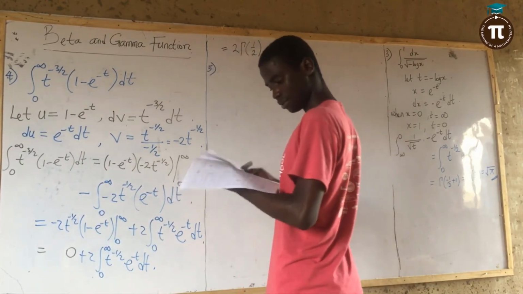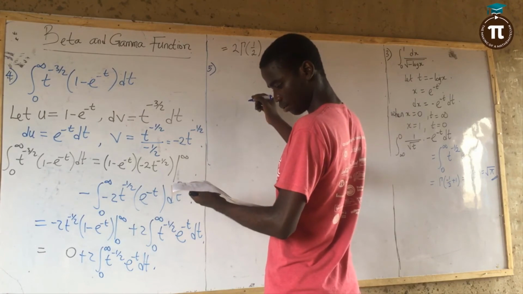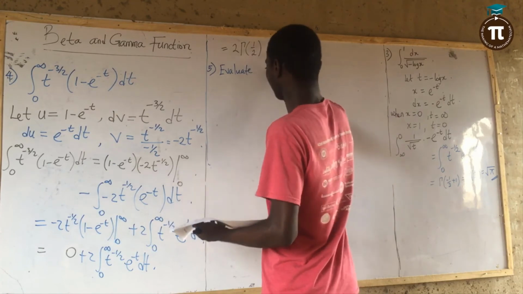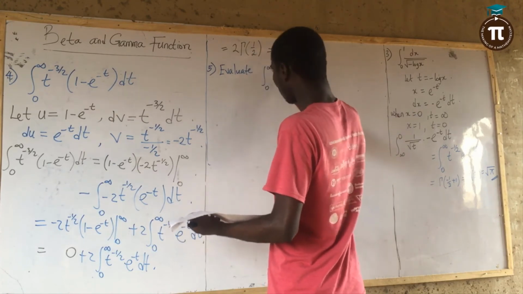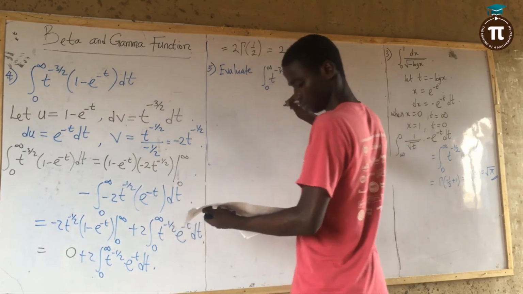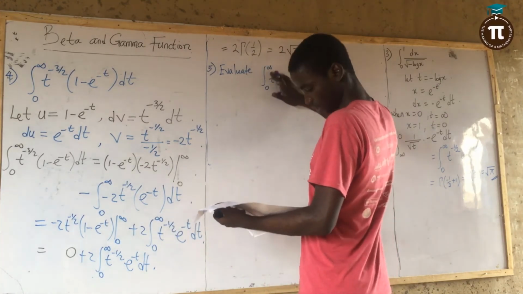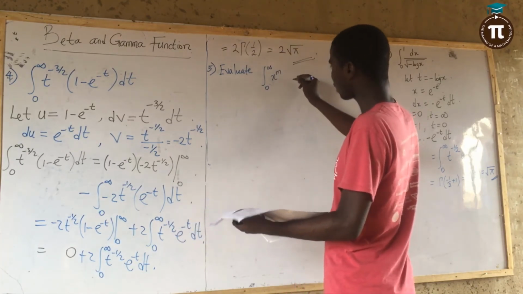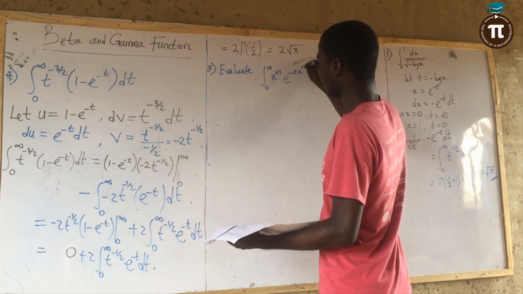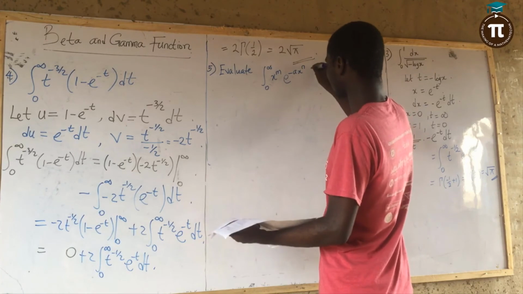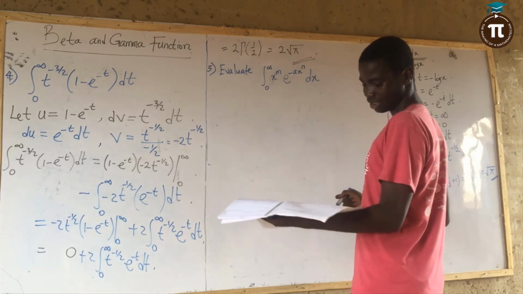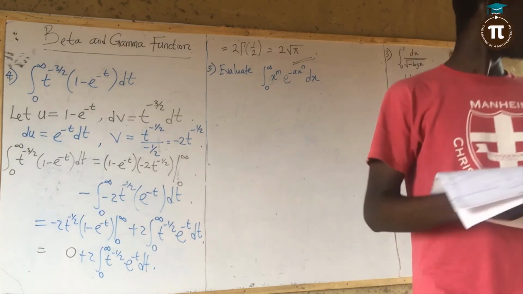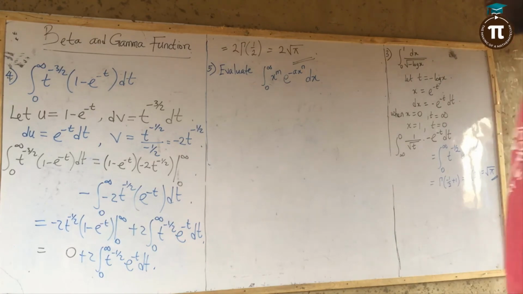Number 5. The fifth one is to evaluate the integral from 0 to infinity of x raised to the power m e raised to the power minus a x^n dx. We want to evaluate this and we want to give our answer in gamma function.